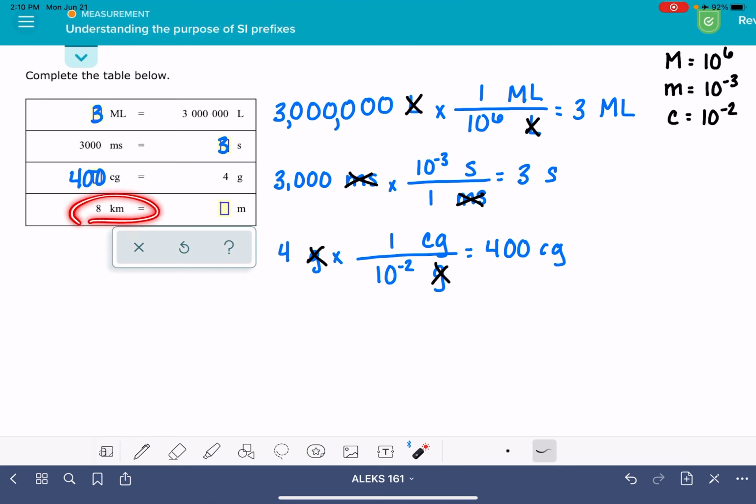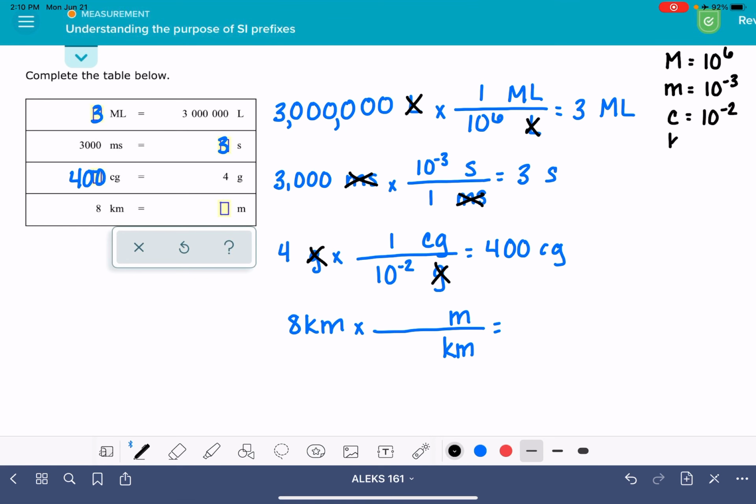And then here's our last one. We have 8 kilometers. We want to set up a conversion factor with kilometers on the bottom. Our desired unit is the meter, so we want that up on top. If we consult a table of prefixes, K for kilo is 10 to the third. That means 1 kilometer, or 1 kilo anything, is 10 to the third. So this is going to be 8,000 meters.